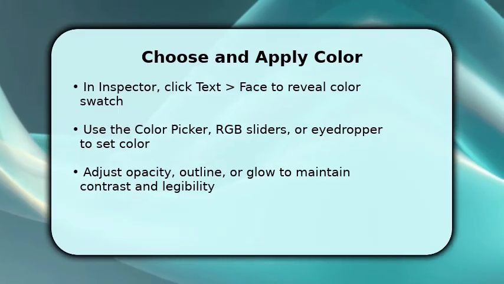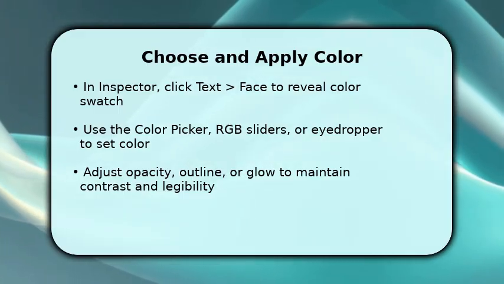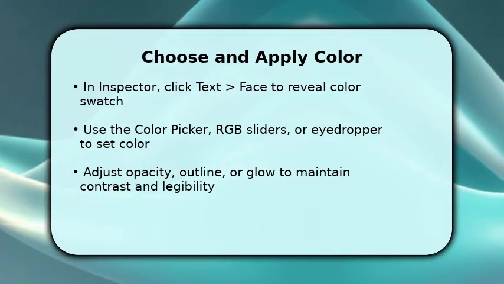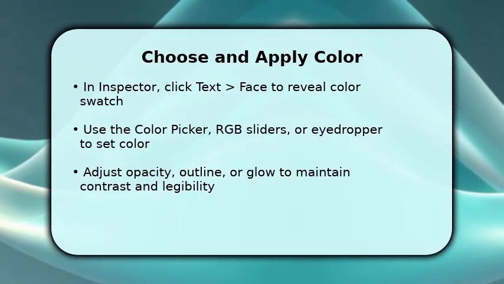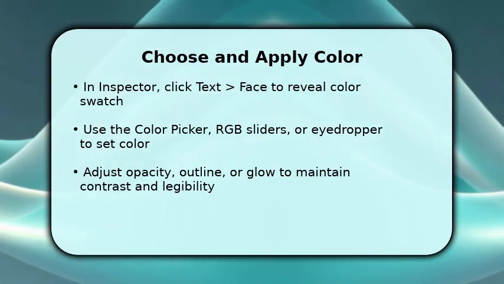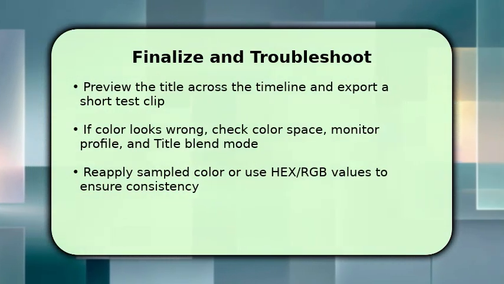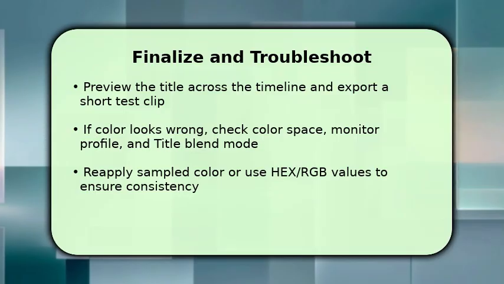Once chosen, modify opacity or add an outline or glow to improve readability. These adjustments help the text remain visible across different clips and lighting conditions. Finish by playing the sequence and exporting a brief test to confirm the color appears as intended in different players.